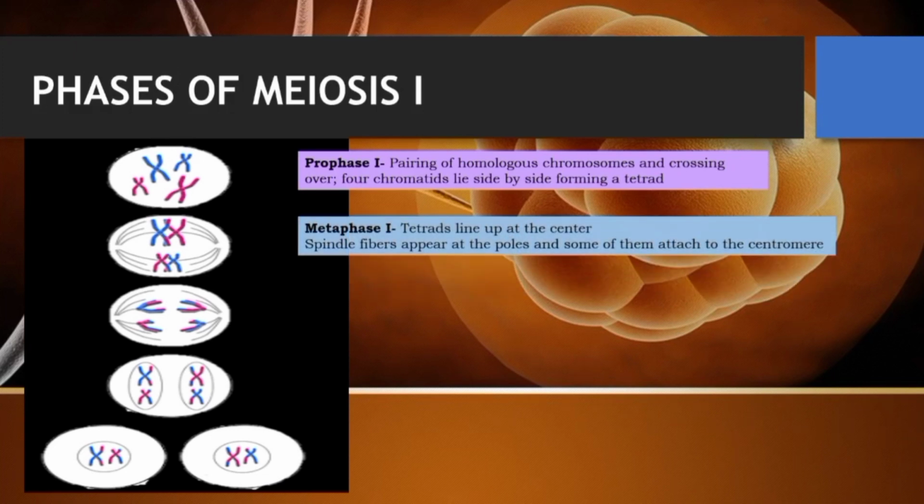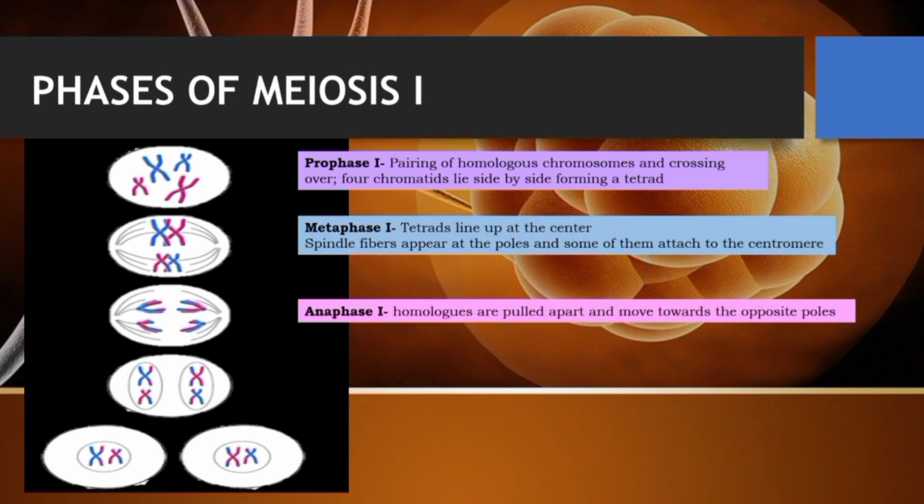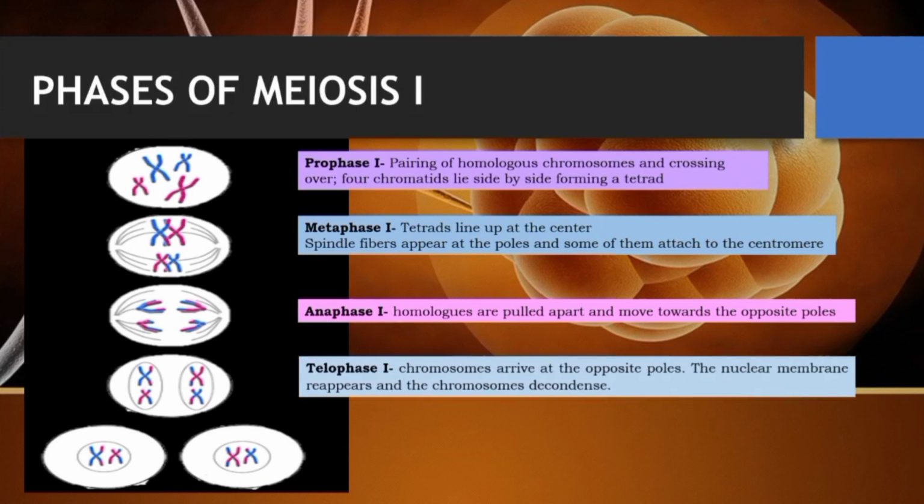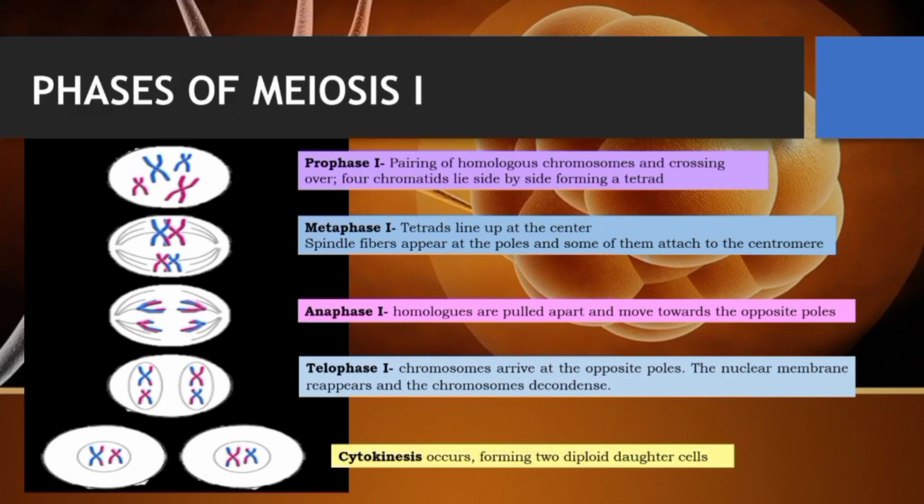Next, for metaphase 1, so ganun ulit, tandaan pag metaphase, there is lining up at the center. Then for anaphase 1, homologs are pulled apart and move toward the opposite poles. So ganun pa rin. Then, telophase 1, chromosomes arrive at the opposite poles and then the nuclear membrane reappears and chromosomes decondense. And again, magkakaroon ng cytokinesis and it would form two diploid daughter cells. Diploid pa rin yung daughter cells after meiosis 1. So this is the first division.